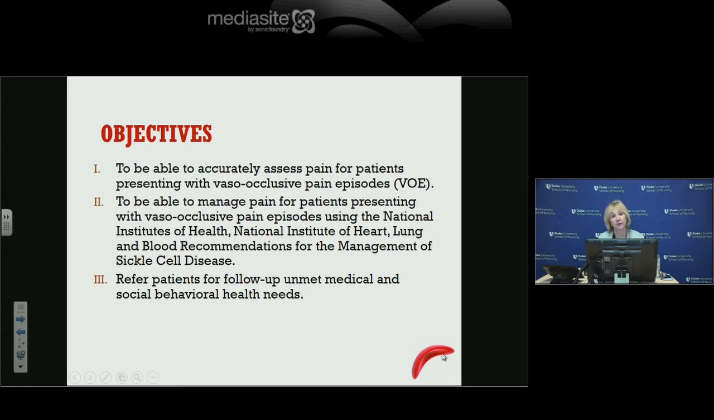And then finally, we're going to present some data on a project that we've had with CCNC since 2014, in which we've been able to identify and refer patients with sickle cell from the emergency department for follow-up of unmet medical and social behavioral health needs. To date, we have referred over 800 patients, or made 800 referrals out of emergency departments throughout North Carolina.